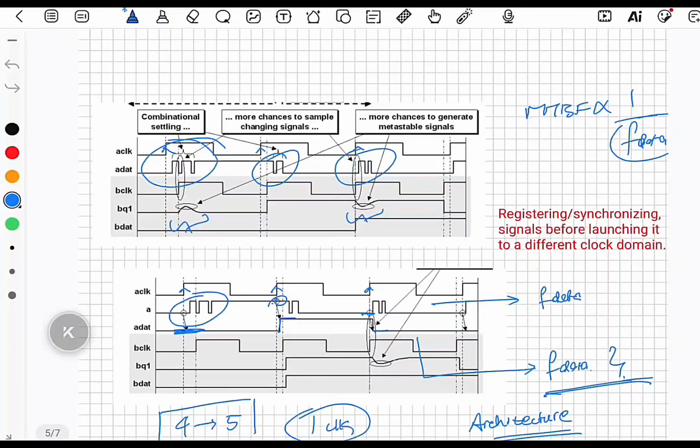So yeah, people, we have just started with clock domain crossing. In the next video, we'll be covering what happens when a signal passes from a fast clock domain to a slower clock domain, and we'll see how to mitigate those issues.